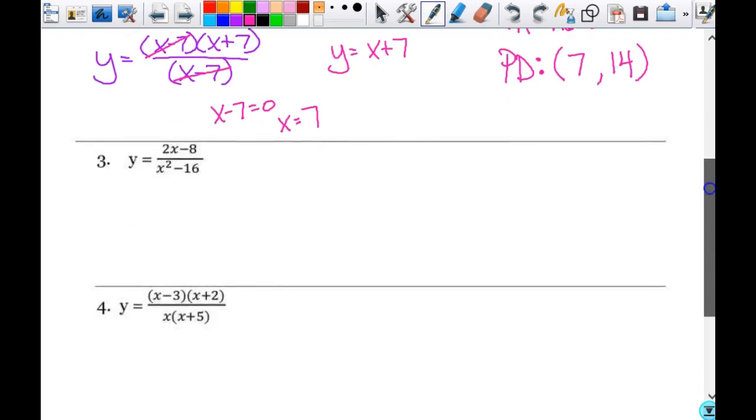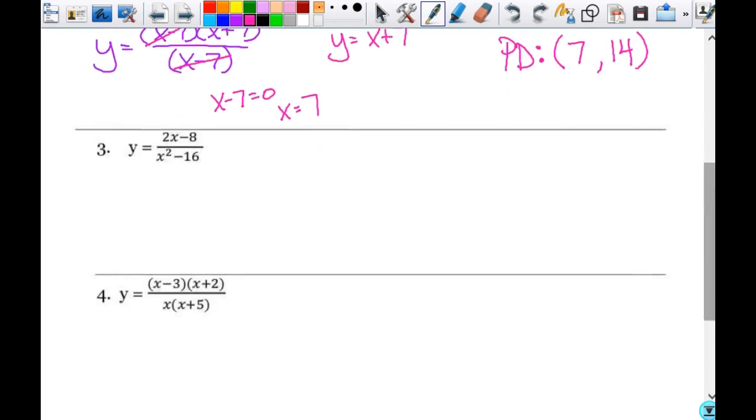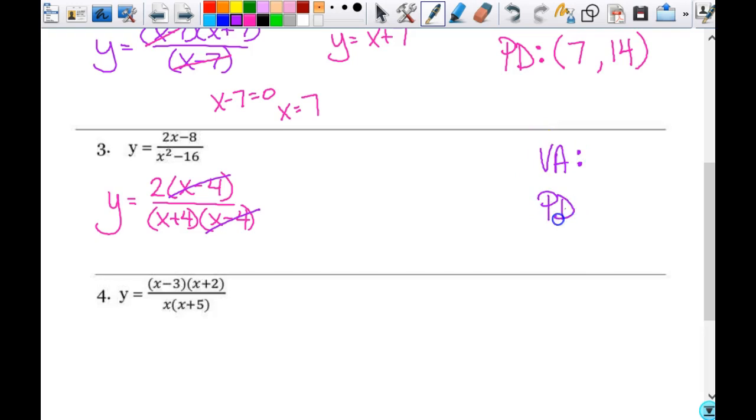All right, so let's look at 3. Y equals, then the numerator, what's my GCF? 2, so that gives me x minus 4. In the denominator, that's a difference of 2 squares, right? So x plus 4, x minus 4. All right, so first of all, there's something I can cancel out, right? So since I can cancel it out, that means I do have point discontinuity, right? I'm looking for a vertical asymptote. I still have to answer that question. And I'm going to have point discontinuity.